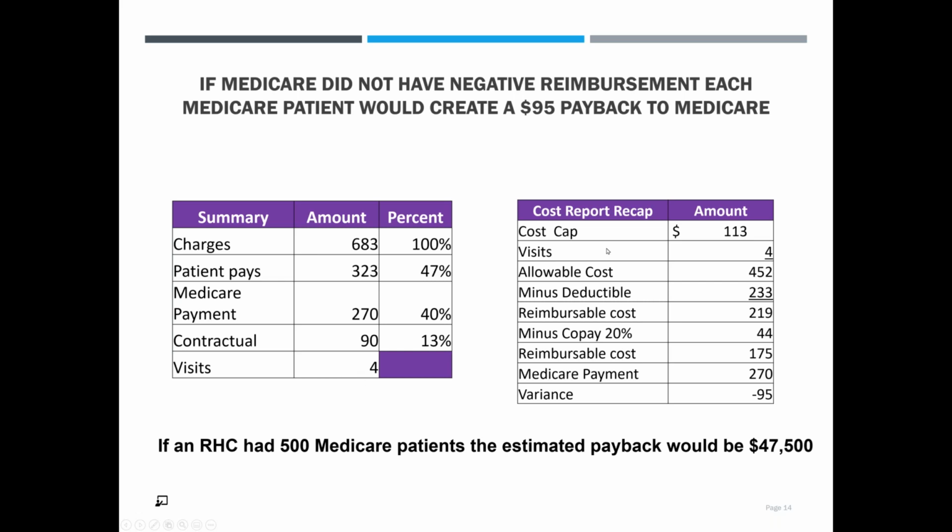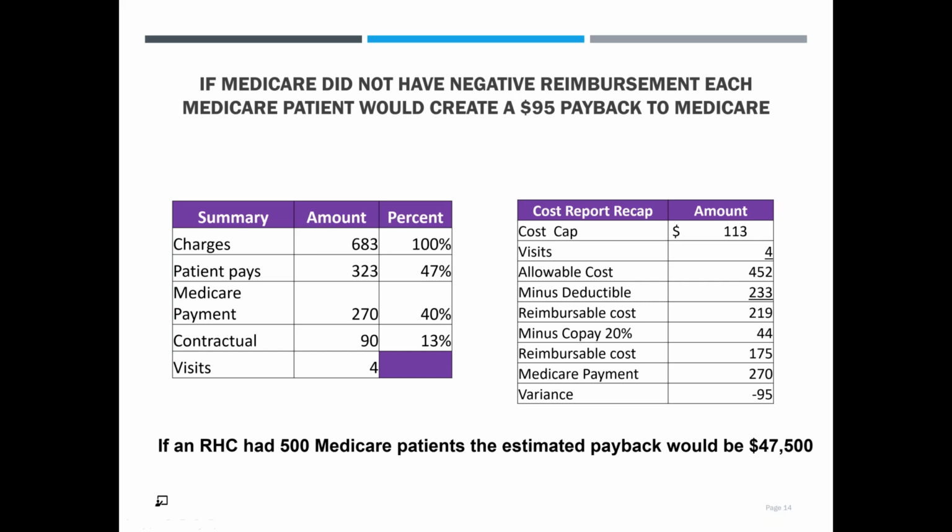Unfortunately, when we went to the cost report, here's how our cost report works. We have a cost cap of $113 a visit. We had 4 visits during the year. Medicare says your allowable cost was $452, but wait, we have a deductible of $233. So we're going to subtract that and make your reimbursable cost $219.